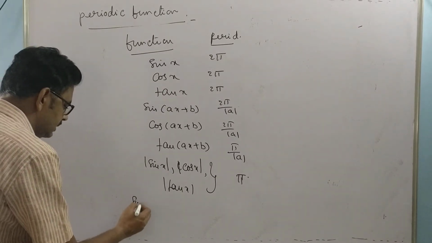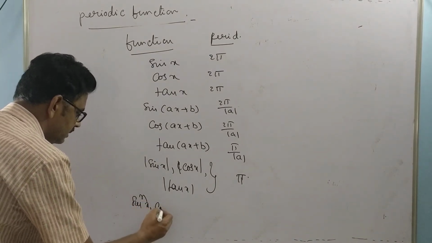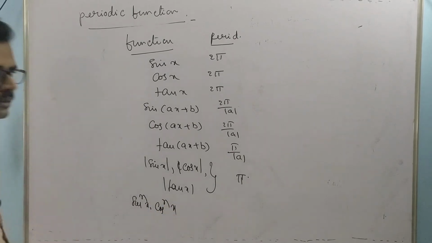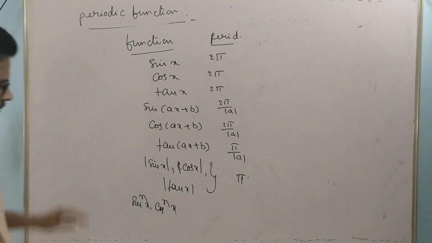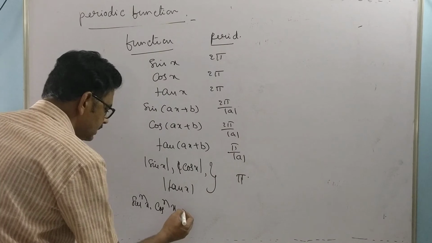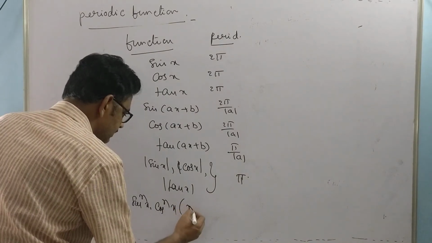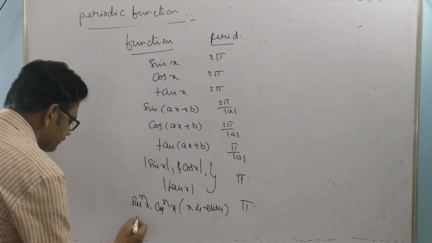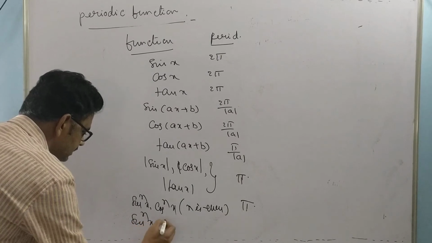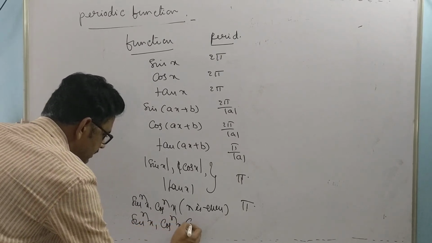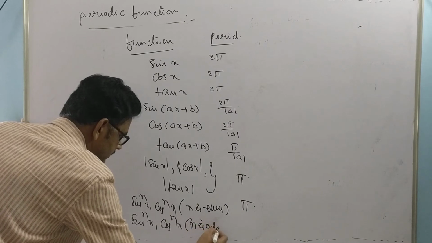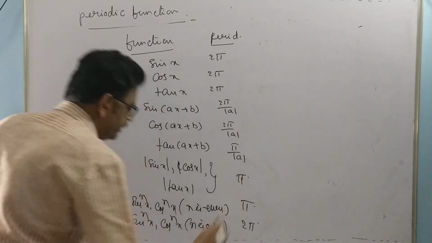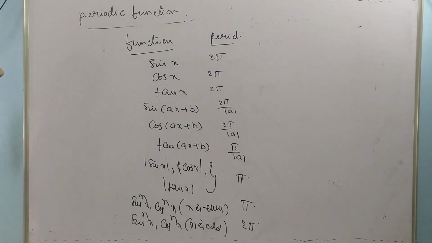Next one, sin power nx, cos power nx. If n is even, period is pi. If n is odd, period is 2 pi.